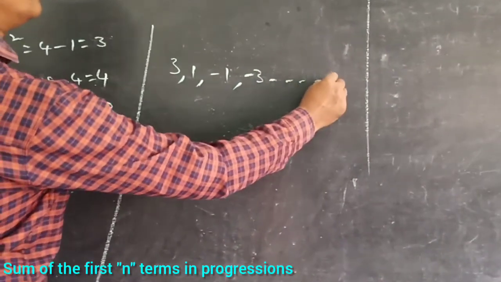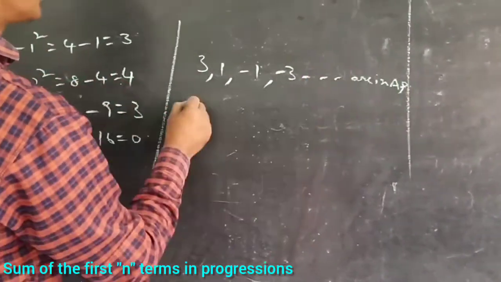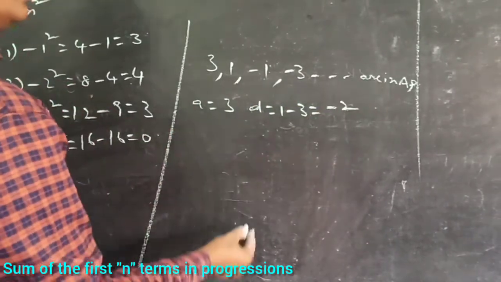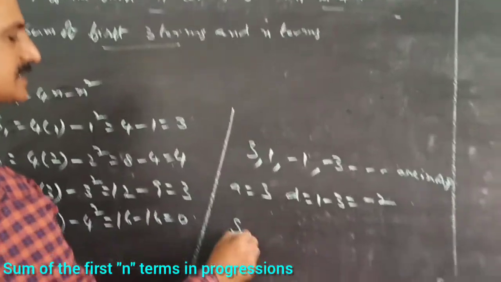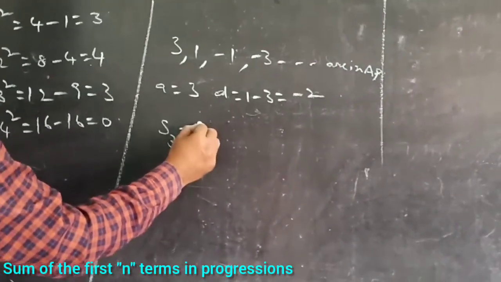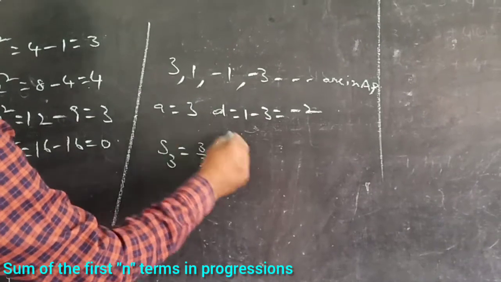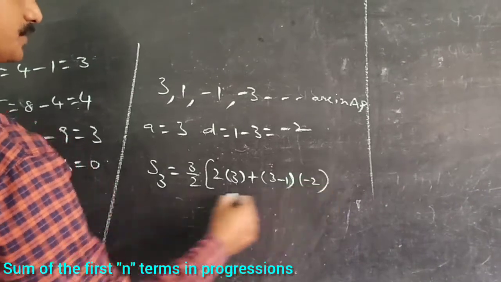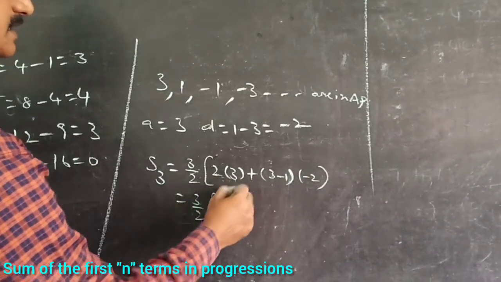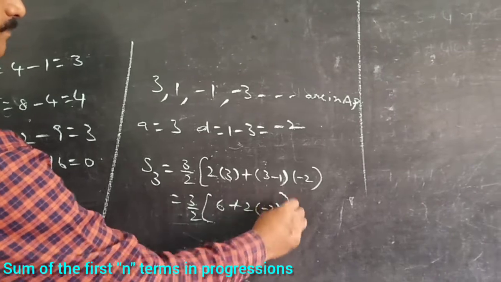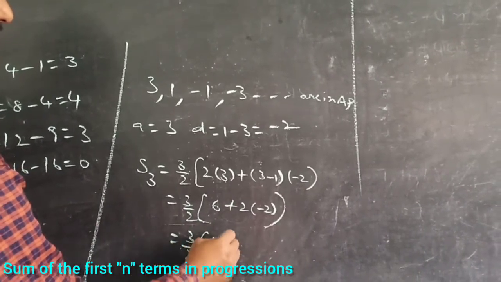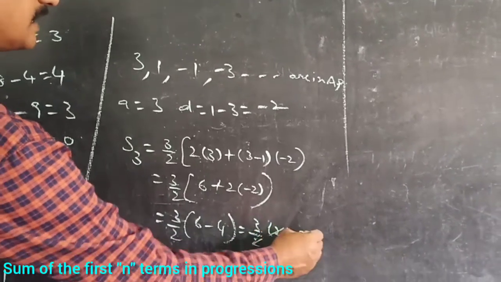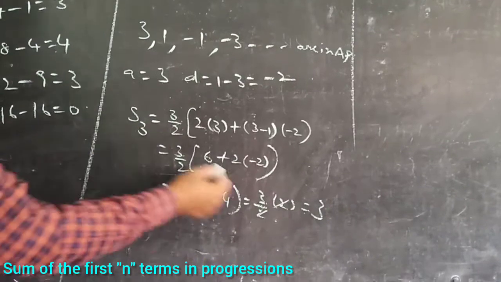So they are in AP. So a is equal to 3, and d is equal to 1 minus 3, which is minus 2. So the sum of the first 3 terms, S3, is equal to 3 by 2 into (2a, that is 2 times 3, plus (3 minus 1) into d, which is minus 2). So 3 by 2 into (6 plus 2 into minus 2), which is 3 by 2 into (6 minus 4), which is 3 by 2 into 2, the 2s cancel, equal to 3. The sum of the 3 terms is 3.